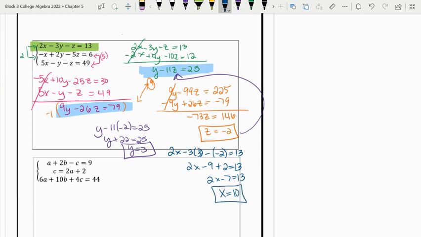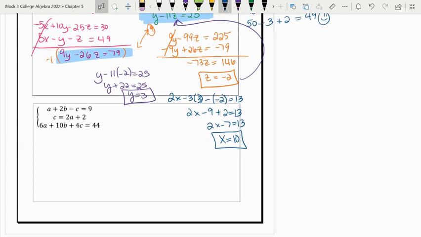Check your solutions. Let's check into at least one of the other ones, or I'm going to check into the bottom 2. So negative x would be a negative 10 plus 2 times y, so it's going to be plus 6, minus 5z is going to be plus 10. Does that equal 6? And that works. Yep. Then choose the last equation. So 5 times 10 is 50, minus y, so minus 3, minus z, which is plus 2, equals 49. Does that check? 50 minus 1 is 49. That checks too.